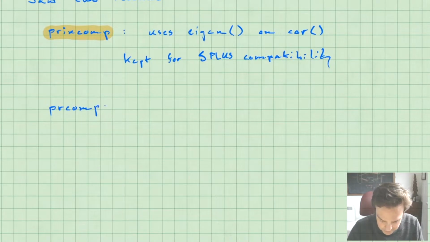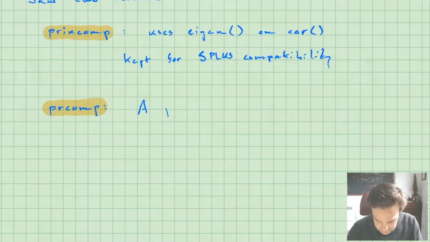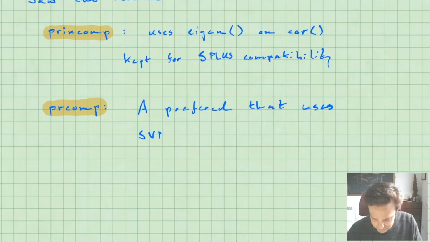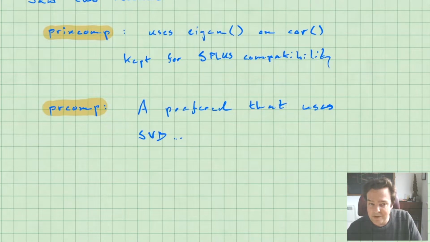And again, this is a description from the princomp help file. It says prcomp is a preferred method. They don't exactly explain how or why, but they do say that it uses a routine called SVD, Singular Value Decomposition is what that stands for.